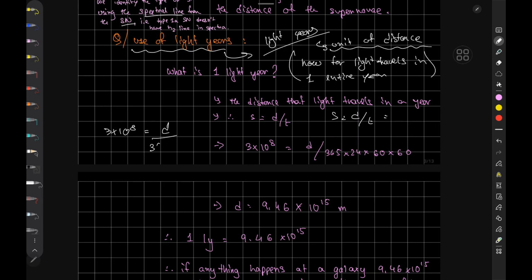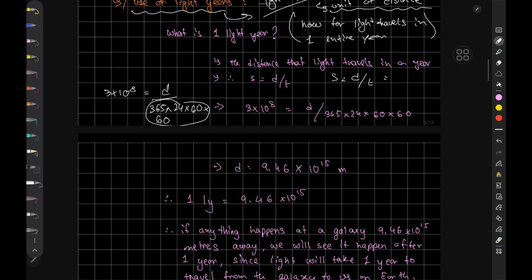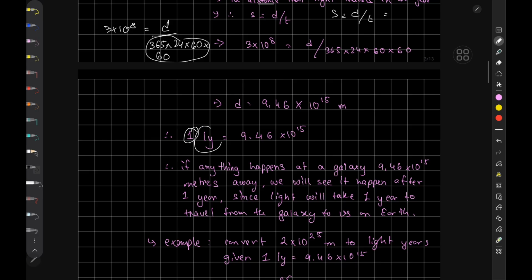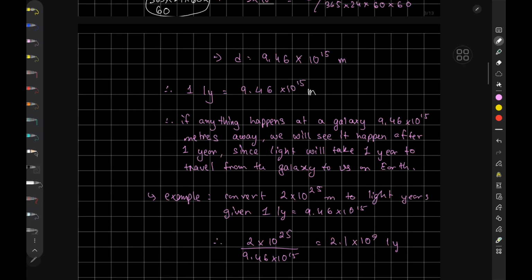1 year. So 365 into 24 hours a day into 60 minutes an hour and 60 seconds each minute. And take this to the other side. Let's multiply both sides by whatever I have written in the denominator. So distance comes out to be 9.46 into 10 to the power 15. It may not seem like a lot, but trust me, it is quite a lot. Just go by my word. So 1 light year essentially is 9.46 into 10 to the power 15 meters. Okay, and that is what 1 light year means.